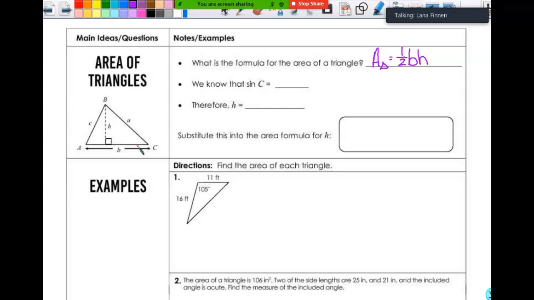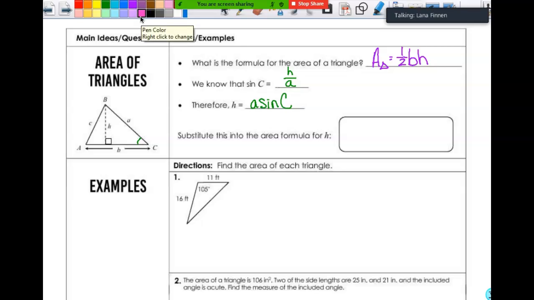can't find the height. So here it says we know that the sine of C, so in this triangle, angle C is right here. And so I'm using this little right triangle, sine is opposite over hypotenuse. So it is h over a. Then if I want to take that simple little equation and solve for h, I would just multiply both sides by a. So h is equal to a times the sine of C. Easy enough?